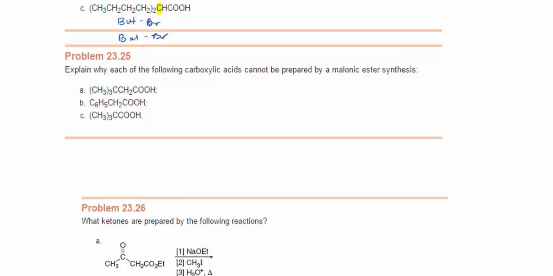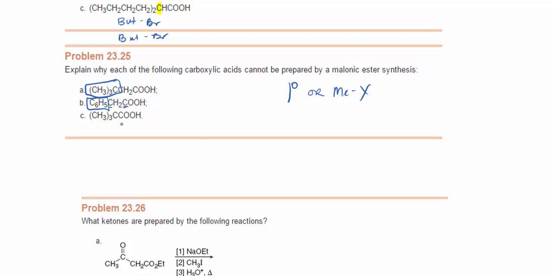And number 25, explain why each of the following carboxylic acids cannot be prepared by a malonic ester synthesis. Well, this reaction, the malonic ester synthesis, works best when the alkyl halide is primary or a methyl halide. That's because we're working with an SN2 reaction mechanism. Here we have a tertiary, this part right here is a tertiary alkyl, and so a tertiary alkyl halide is just too crowded for an SN2. And here's our carbonyl, here's our alpha, so here's the remainder, and we're looking at an aryl halide as a leaving group. Aryl halides are unreactive in SN2 reactions.